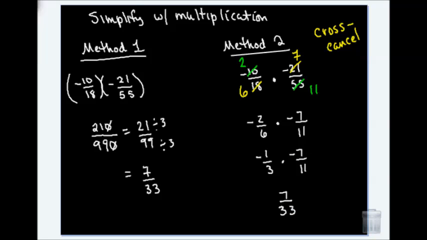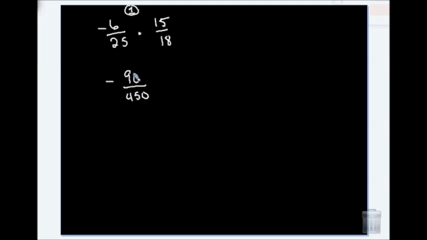Okay, so now I have 90 over 450. Zeros will cancel, so it gives me negative 9 over 45. These will both divide by 9. So I'm left with -1/5. Okay, so that's the multiply, reduce.